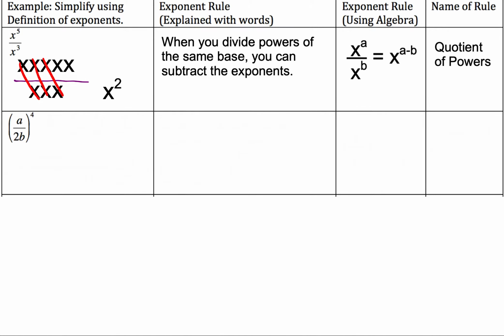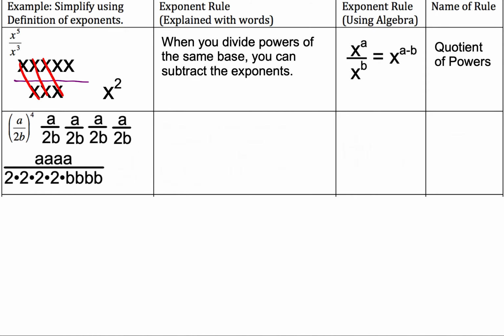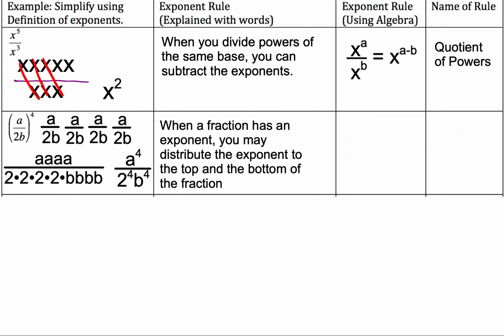Okay, the next example, a over 2b all to the fourth power. That'd be a over 2b multiplied 4 times. That can be rearranged. We've got 4 a's on top, 4 2's, and 4 b's on bottom, giving us a to the fourth over 2 to the fourth, b to the fourth. Now, what's going on here? This is just kind of like the distributive property. When a fraction has an exponent, you may distribute the exponent to the top and bottom of the fraction. And that's exactly what we did there.